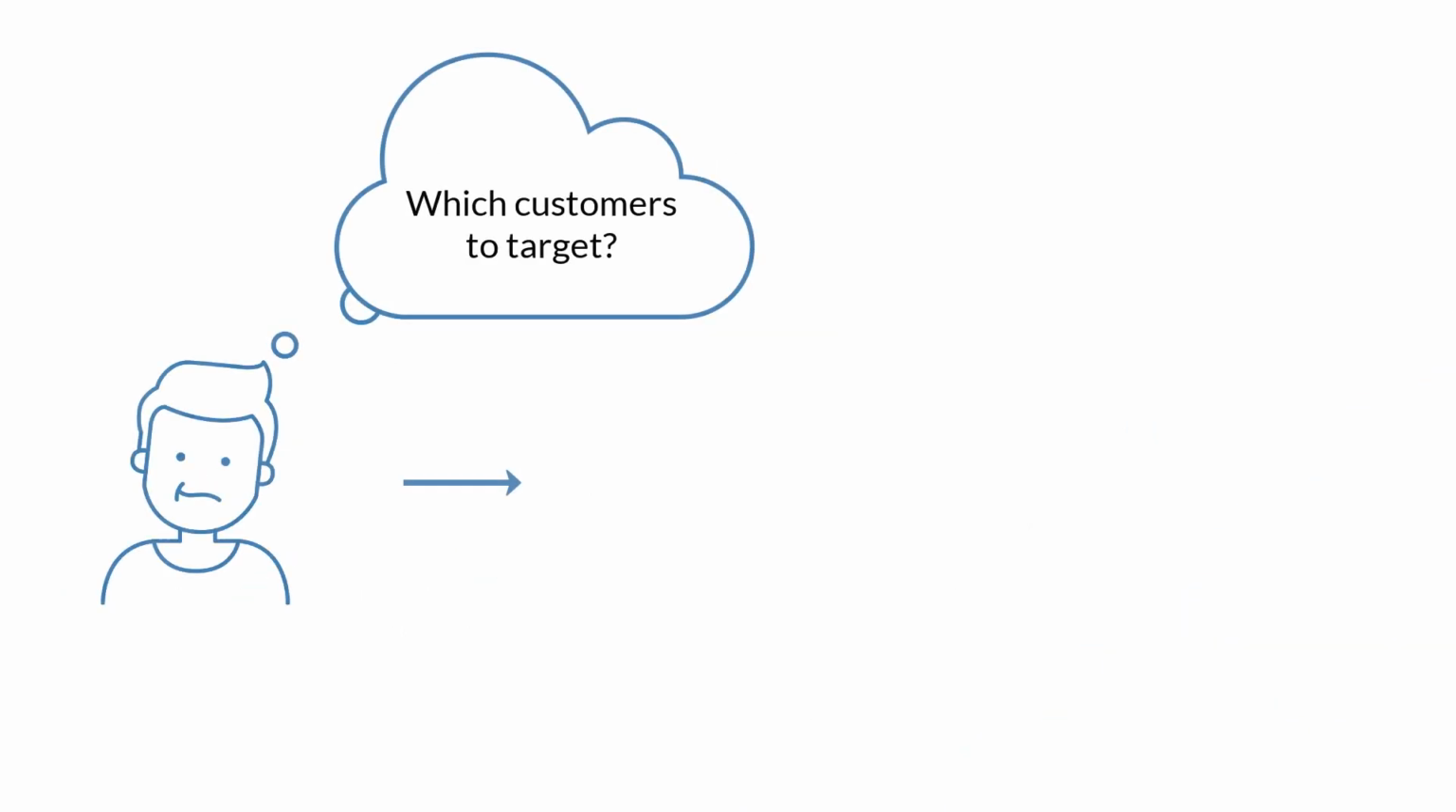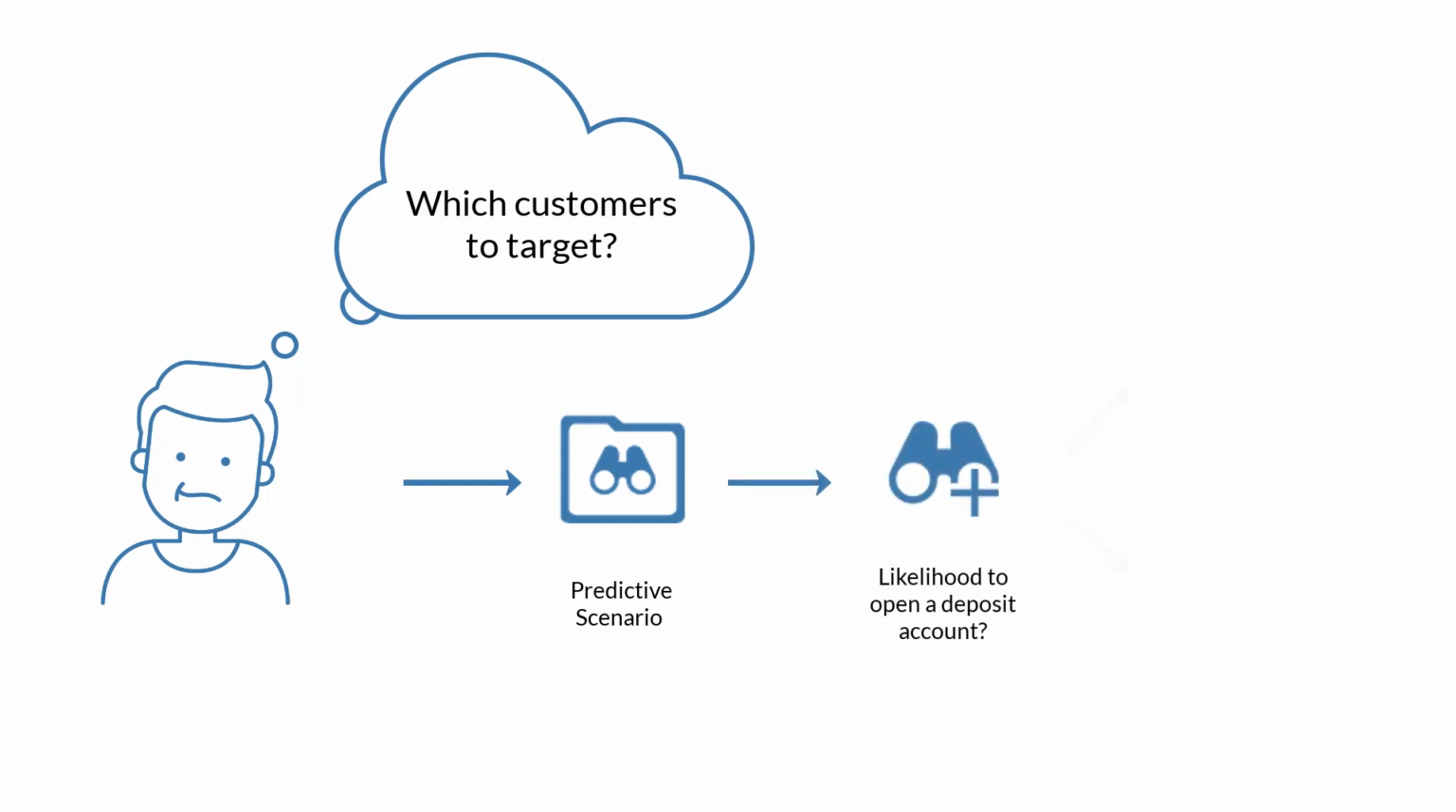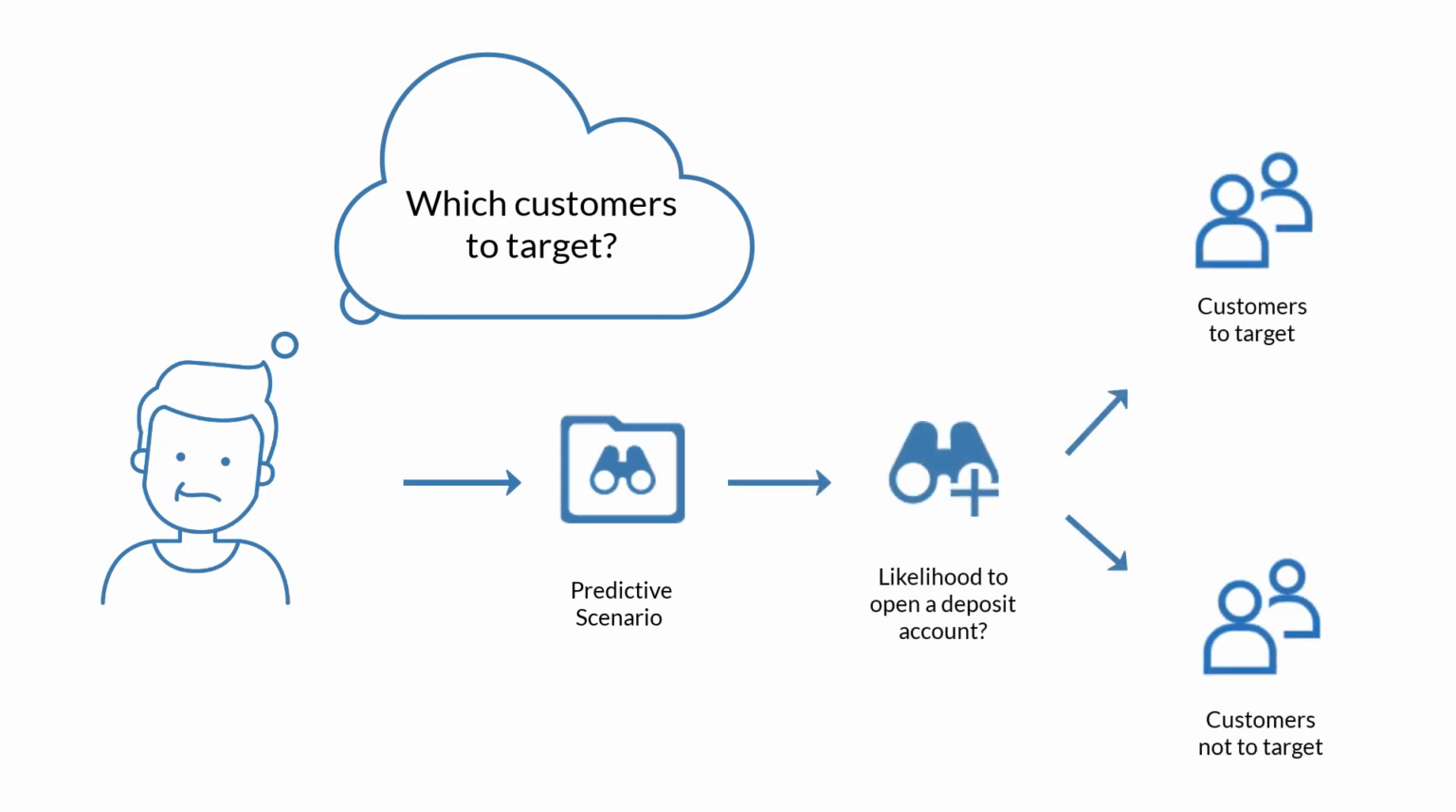In the previous video, you created a predictive scenario to identify customers who are most likely to open a deposit account. Now, using the confusion matrix, we can go one step further and define a threshold, or a cutoff point, that allows you to reduce the number of most likely customers that have been wrongly identified.